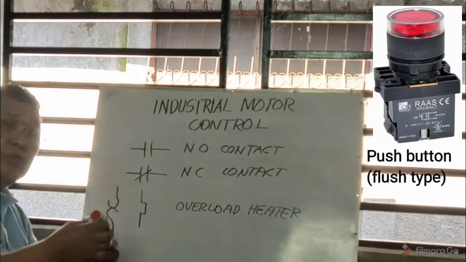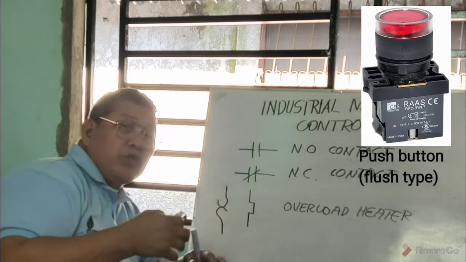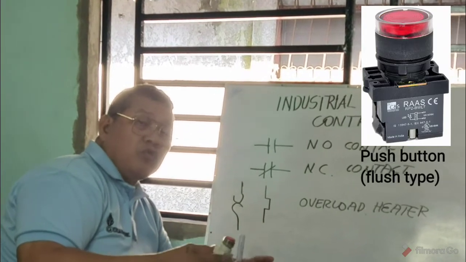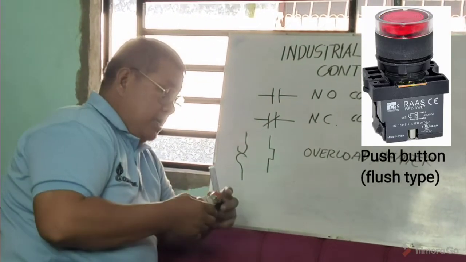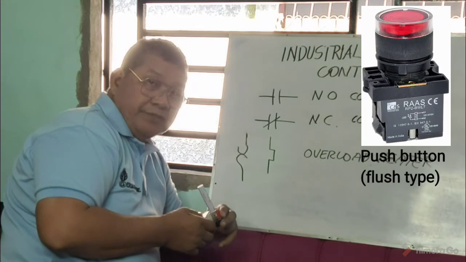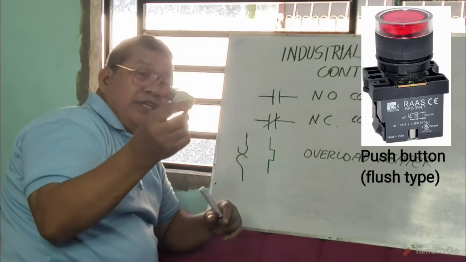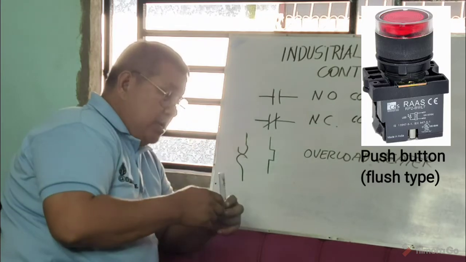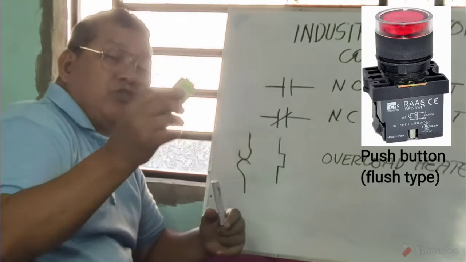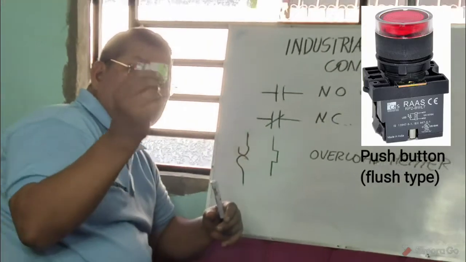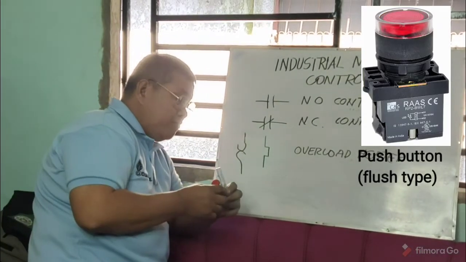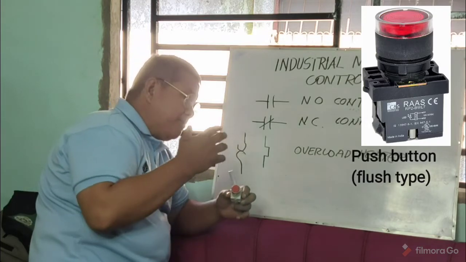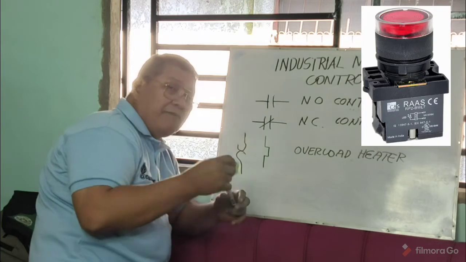Anyway, I'm going to introduce to you the different parts used in motor controls, and at the same time the different types. For instance, this one is a push button. This is what we call a break-make push button. Then I'm going to explain to you why it is called a break-make push button. And this type is what we call flush type, because there is also what we call an open type. This is the flush type.